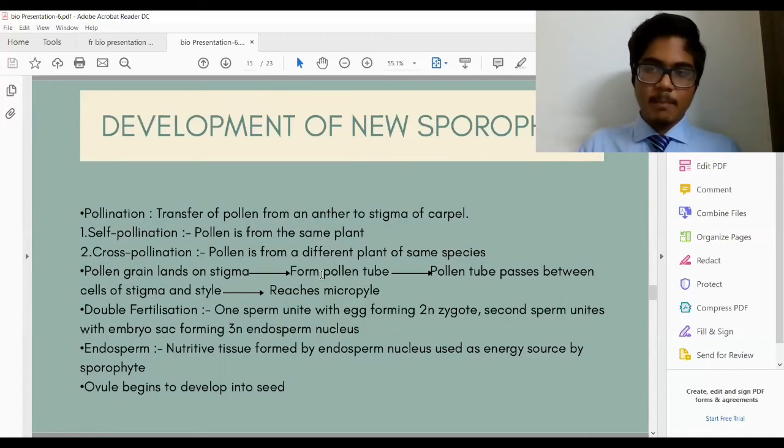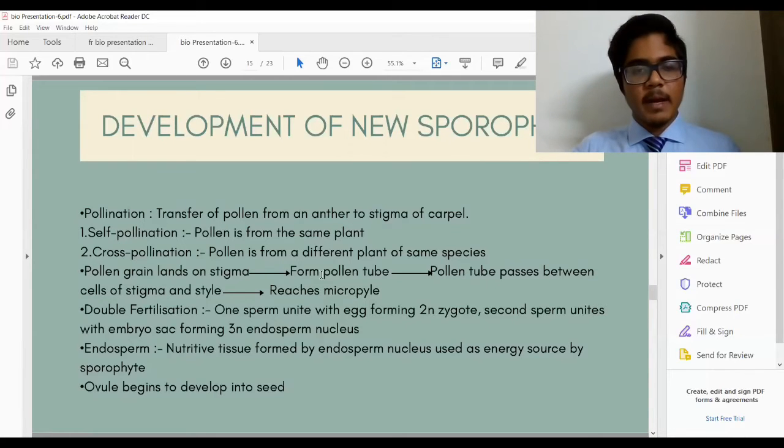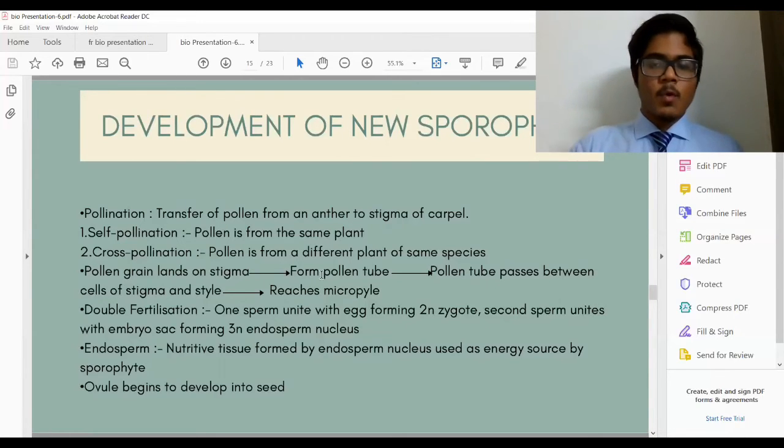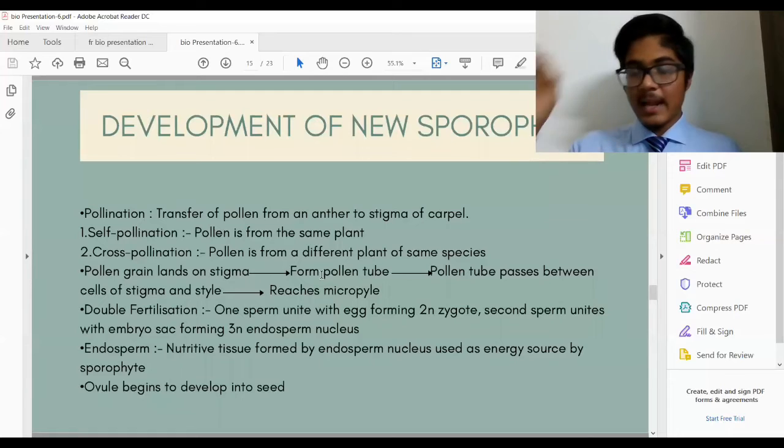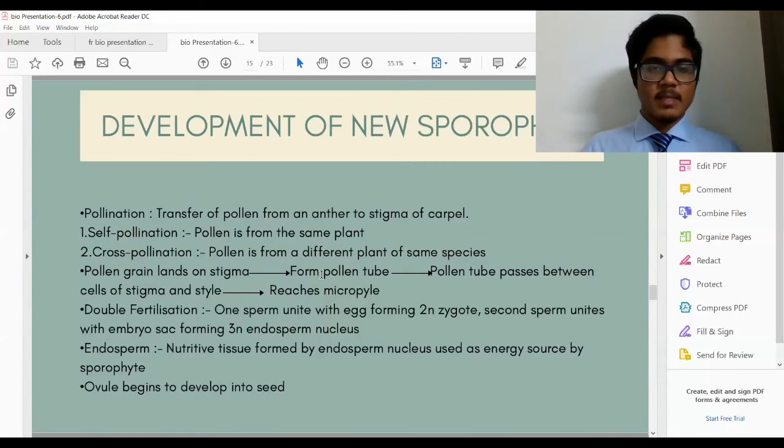Self-pollination occurs within the same plant, whereas cross-pollination occurs among different plants, but of the same species. So a mango tree and a mango tree, not a mango tree and a coconut tree. It does not match, okay? Okay, moving back to our topic. So what happens now? Pollen grains from the anther go and land on the stigma of a carpel, or female reproductive system.